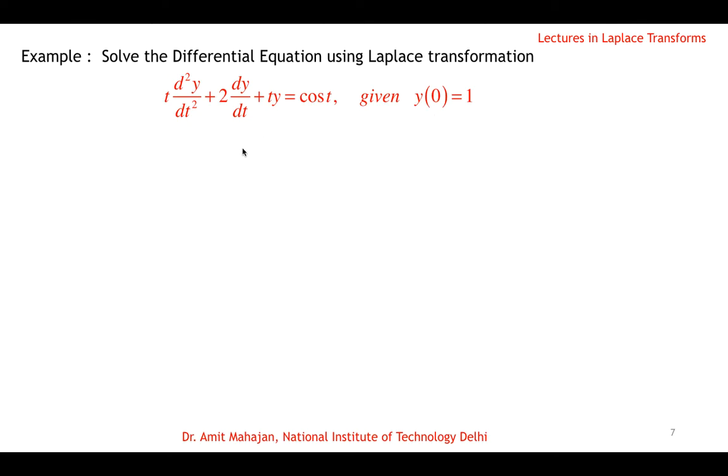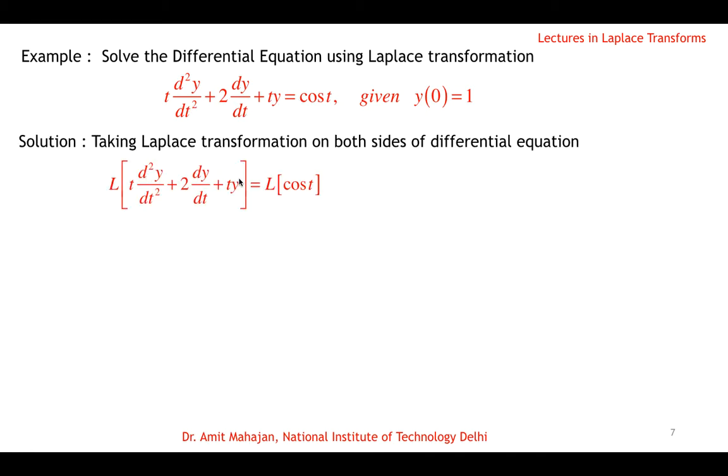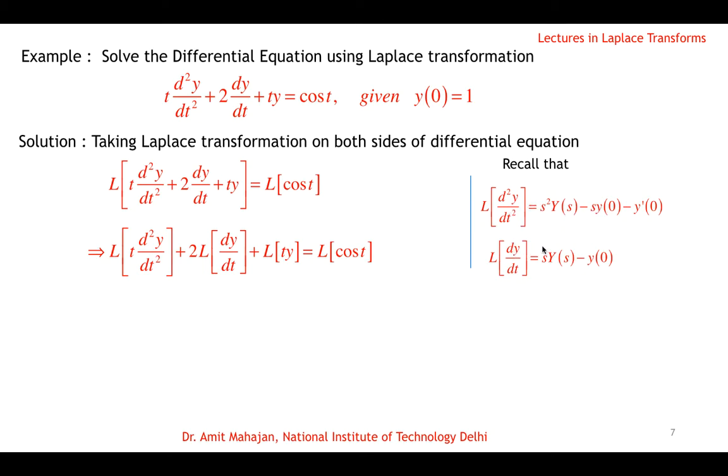Let us solve this again by the same method. The first step is to take the Laplace transformation on both sides of the differential equation. So the Laplace of the left hand side equals the Laplace of the right hand side. The Laplace of cos t we know is s over s square plus 1, and on the left hand side we use linearity. The Laplace of derivatives we know from the last two examples, and then we use the property that if Y(s) is known, then the Laplace of multiplying with t means minus the derivative with respect to s of Y(s). So we use the property of multiplying with t here.